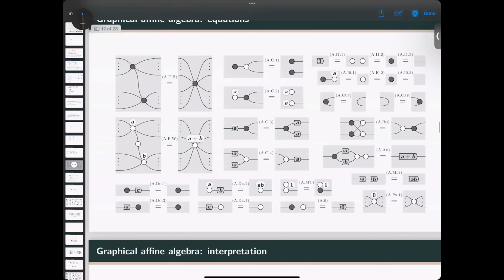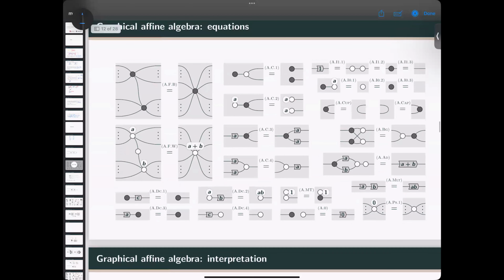Subject to the following rather large set of equations that you can't really simplify much more than this, as far as we can tell. So I don't really want to dwell too long on this. Maybe we have a fusion rule, which is more or less what you would expect for the fusion rule for spiders coming from the ZX calculus.